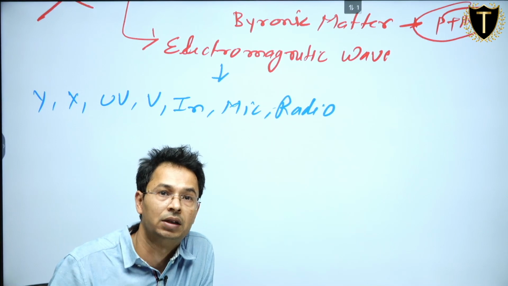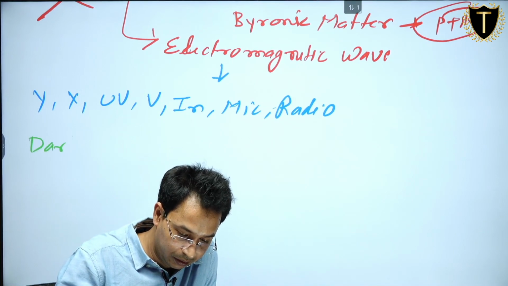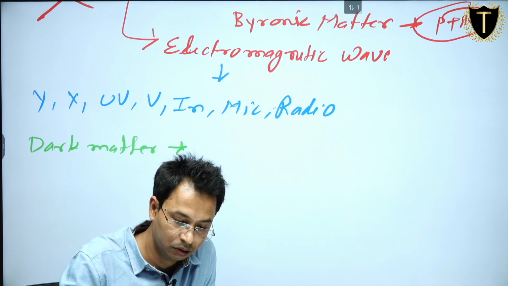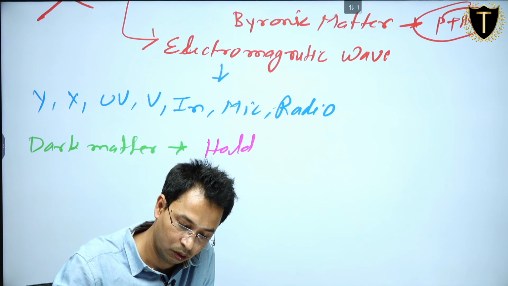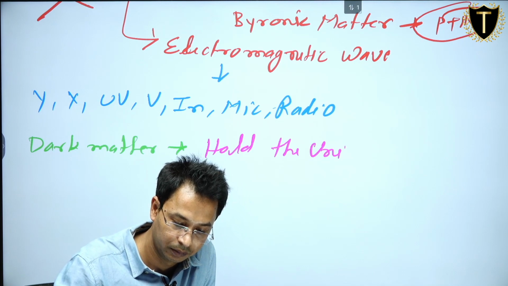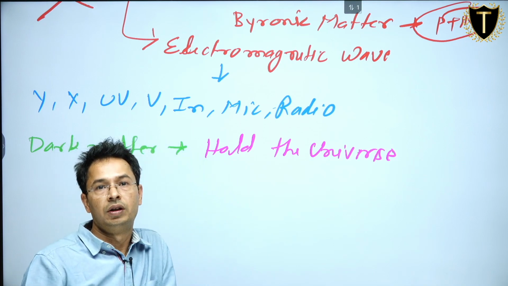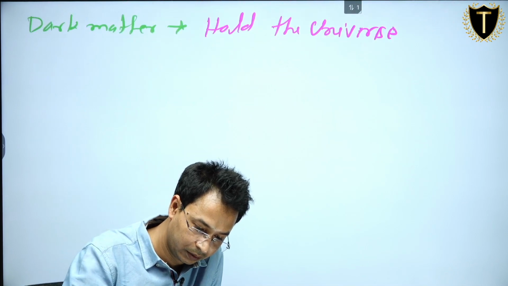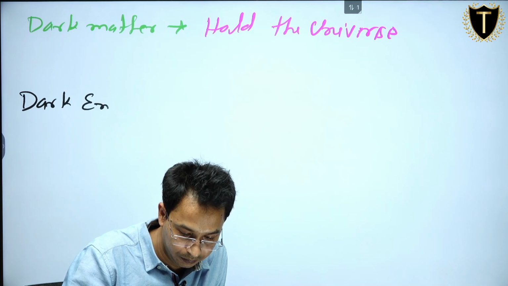How do we know that there is dark matter in the universe? So the role of dark matter is holding the universe together. What does dark matter do? Dark matter holds the universe together. This is the role of dark matter. Then the biggest composition, we have dark energy.